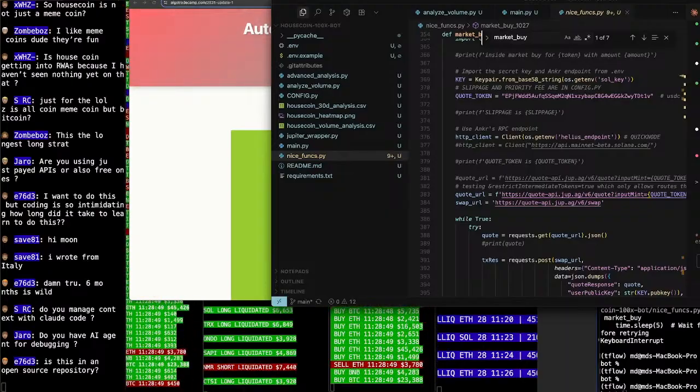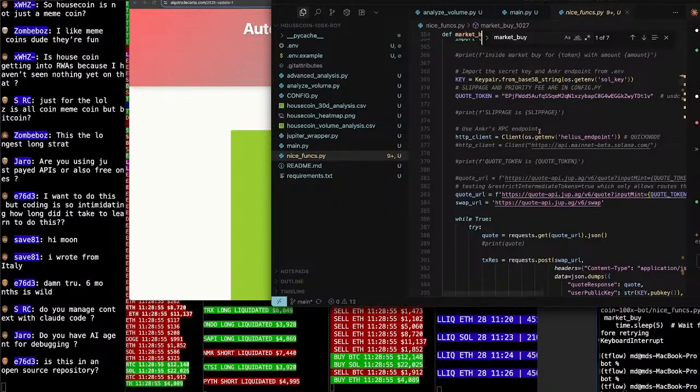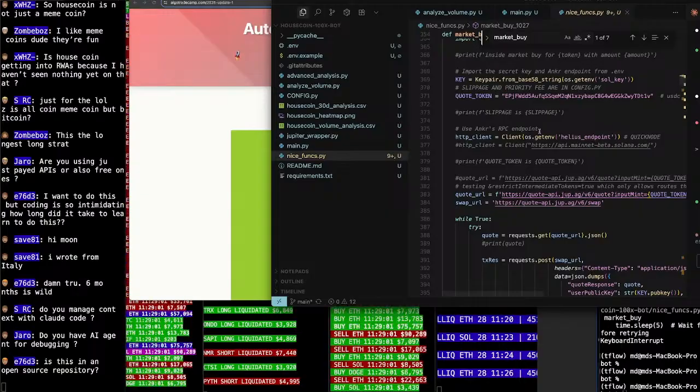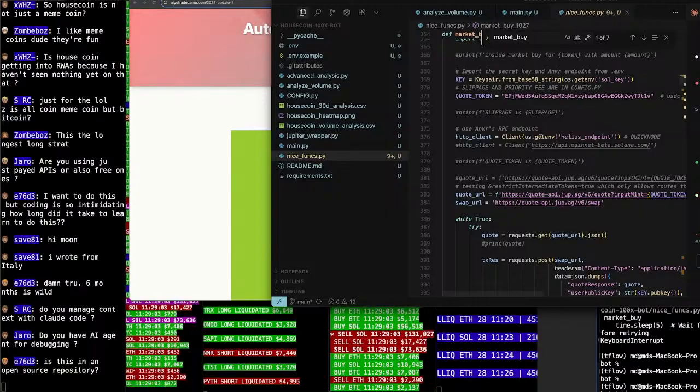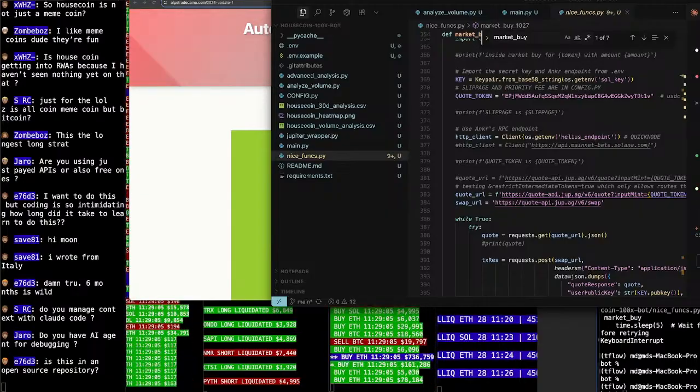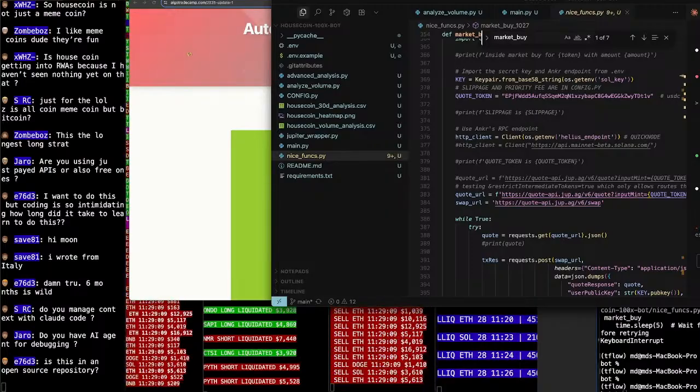Is this an open source repository? I'll make it open source after I finish it. I see the issue. The bot is running, but the box characters are wrapping badly in your narrow terminal. Let me fix it.